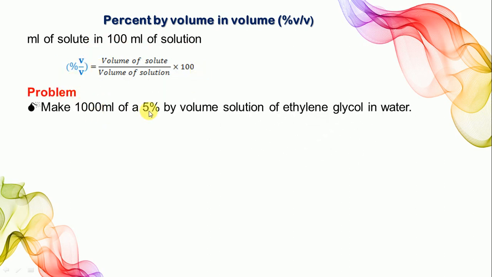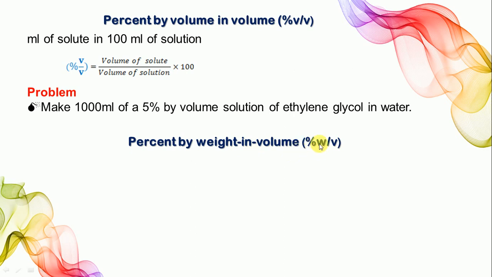If you want to make 100 ml of a 5% by volume solution of ethylene in water, what will be the amount of ethylene? A 5% volume by volume solution indicates 100 ml will contain 5 ml ethylene. In that connection, 1000 ml will contain 50 ml ethylene. Very simple math.